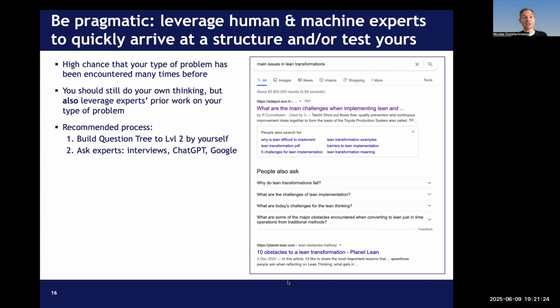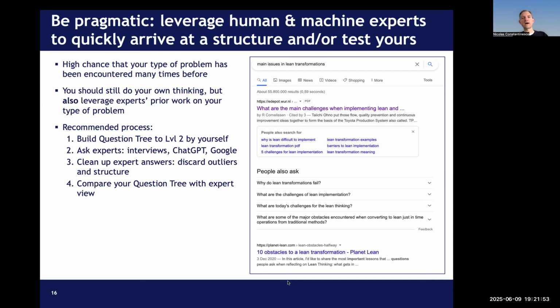Clean up your experts' answers. So discard the outliers, make sure that it's messy because sometimes it's not. Although if you ask ChatGPT to make things messy, it'll usually do a very good job. Sometimes it might make a mistake. And then compare your question tree with whatever came out of the expert's mouth, real mouth or digital mouth. And then you can refine your question tree on that basis.